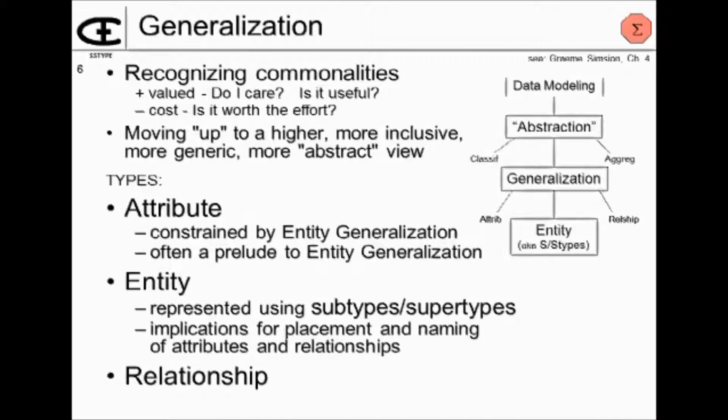Along with that, there's classification and aggregation, and then generalization, and within generalization, there's three kinds: attribute, entity, and relationship generalization. So there's attribute generalization, and we'll go through and describe each one of those, but we're going to focus mostly on entity generalization.